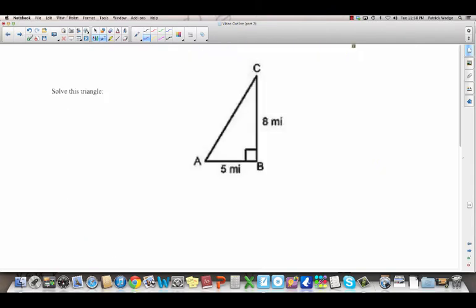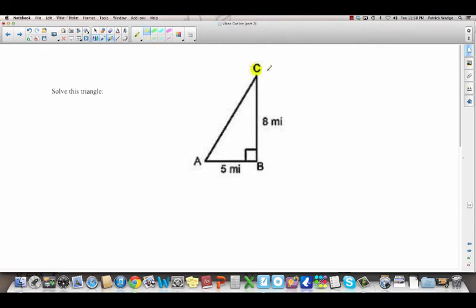Okay, just one last question. We're going to solve this triangle. Remember, when we solve the triangle, we need to get all the angles and all the sides. So we have three things this time. We have two sides and one angle. Last class we did two angles and one side. This time we have two sides and one angle. What do we still need to find?